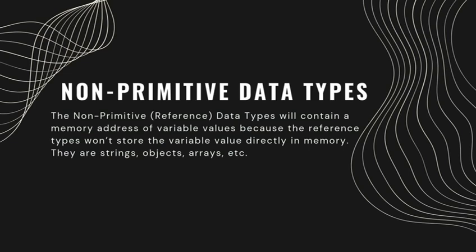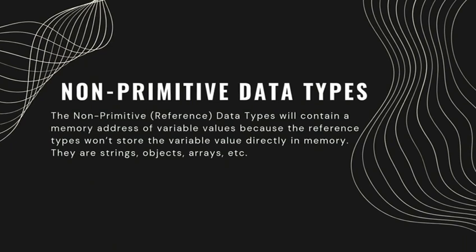These data types contain a memory address of variable values, because the data types won't store the variable value directly in memory. They will store in types like string, objects, arrays, etc.